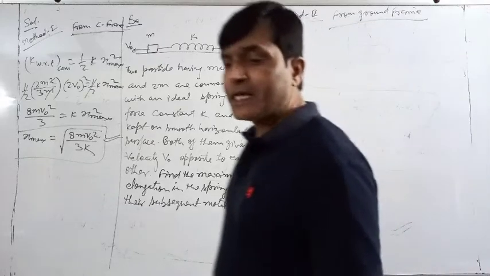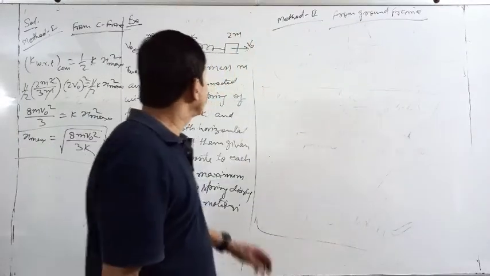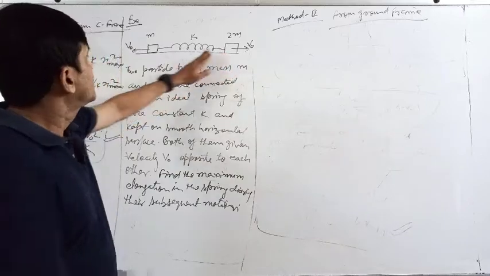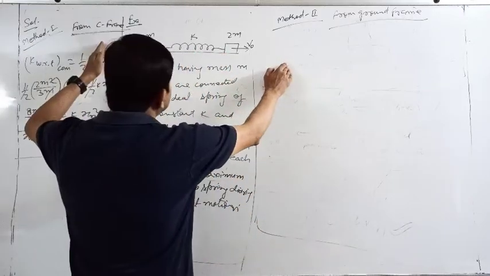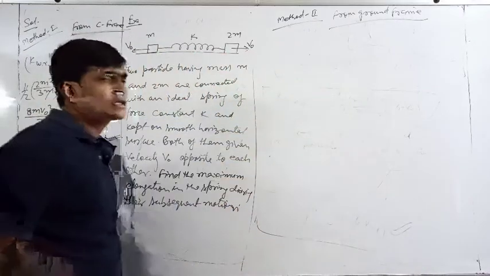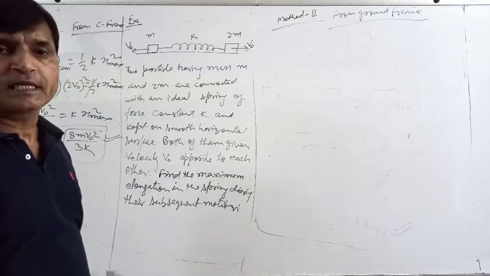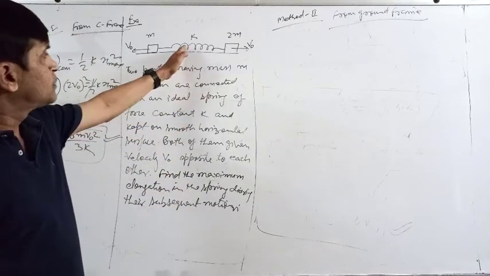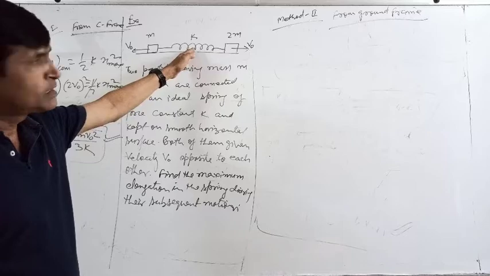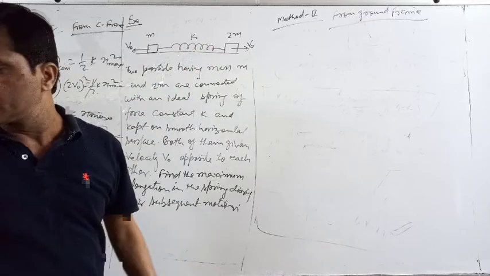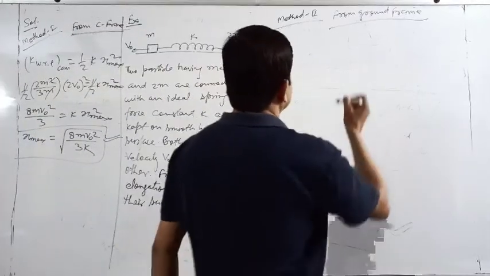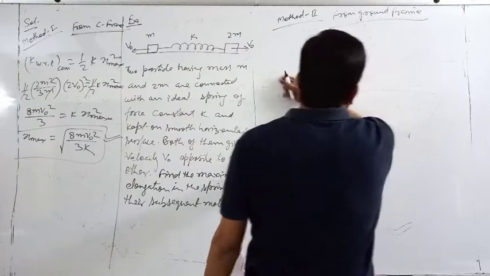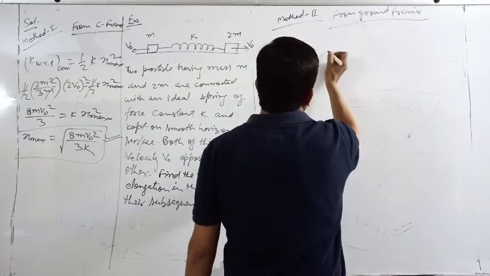Now if you analyze from the ground frame, see what will happen. Because of the velocities, both start moving away from each other, so the spring will have some elongation. The spring will apply force on both of them.